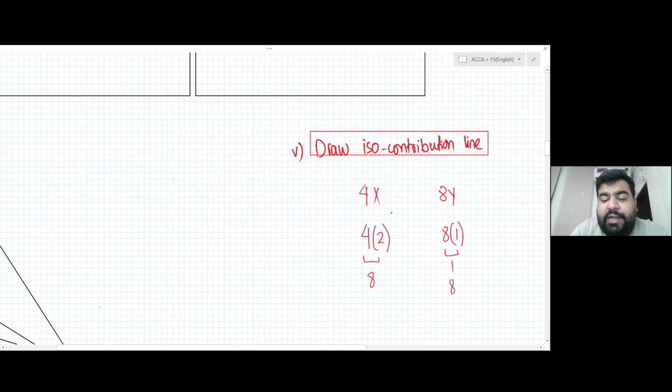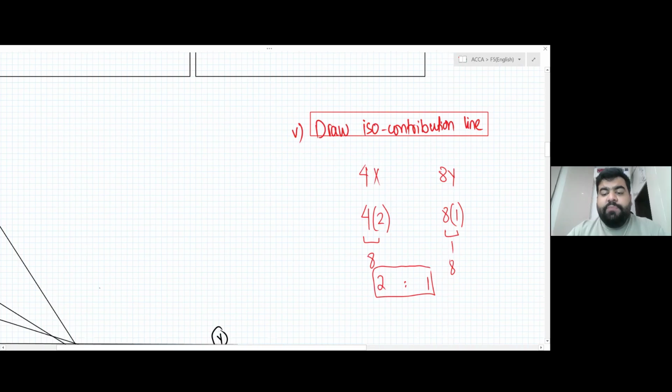So the ISO contribution line will be made according to the ratio 2 to 1. Two to one means if you sell double the units of x compared to y, your contribution will be the same. If you sell 2 products of x and 1 product of y, their contribution will become the same. So the ISO contribution ratio we get is 2 to 1.